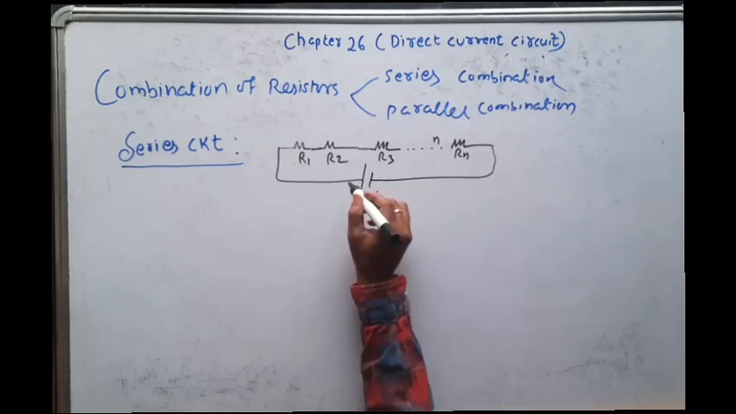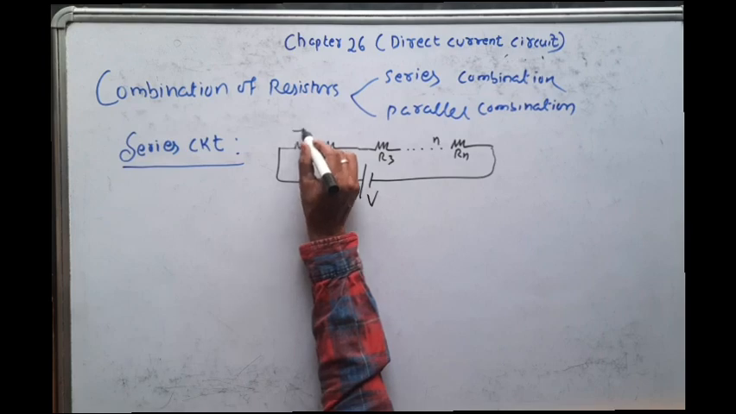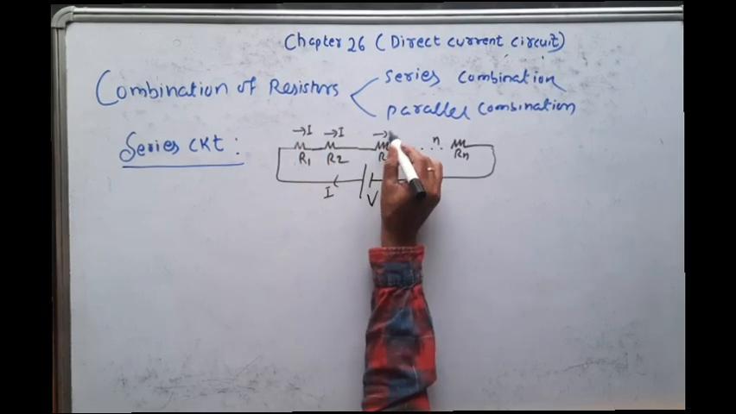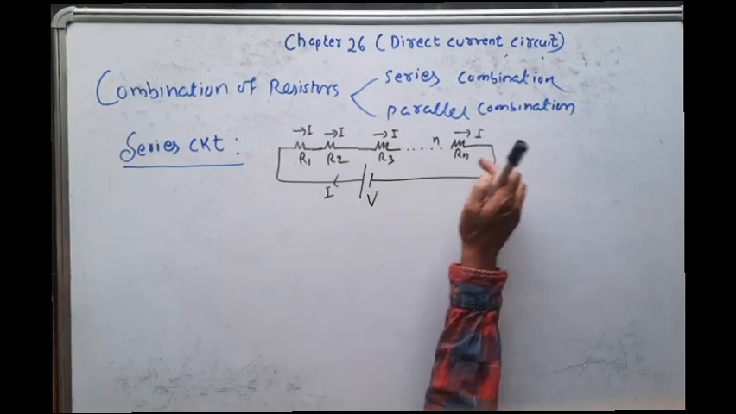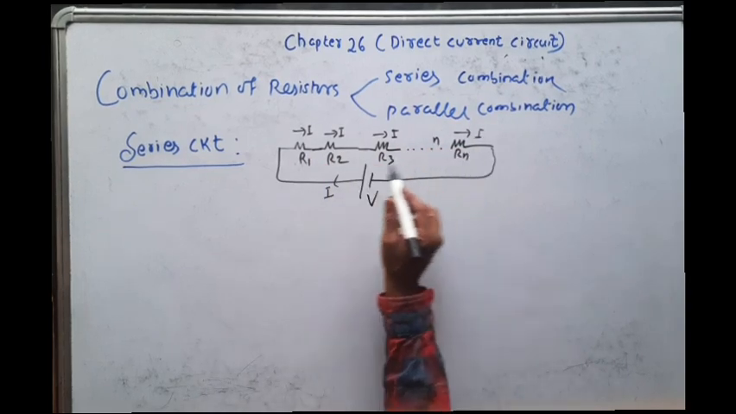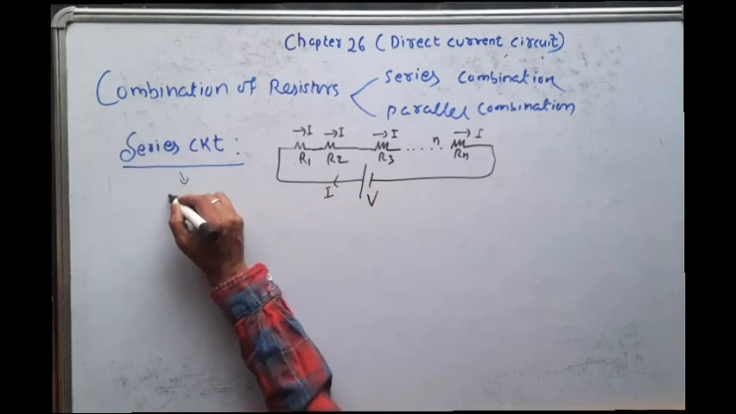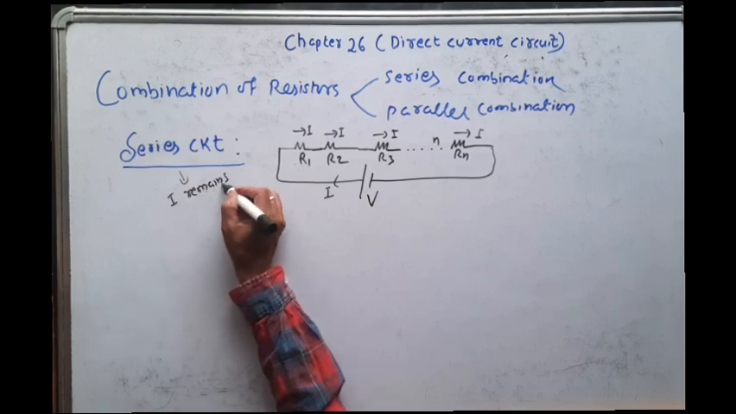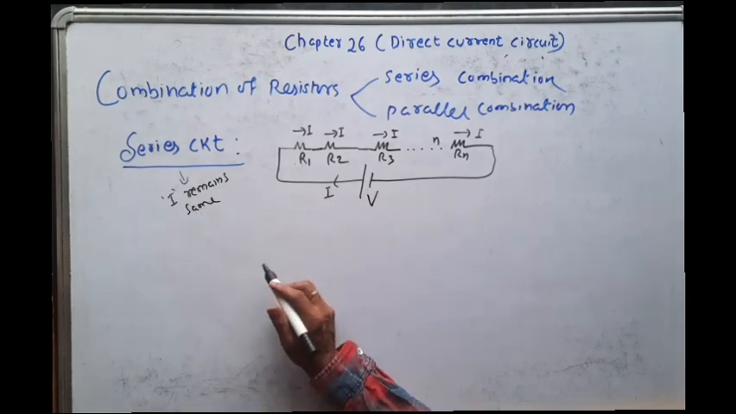Here what happens? The current will start from the positive terminal. Here what is the current? Current is I. Here also I. Here also I. That means since there is only one path, current will remain same. So this is the characteristic of series circuit. In series circuit, current through each resistor remains same.